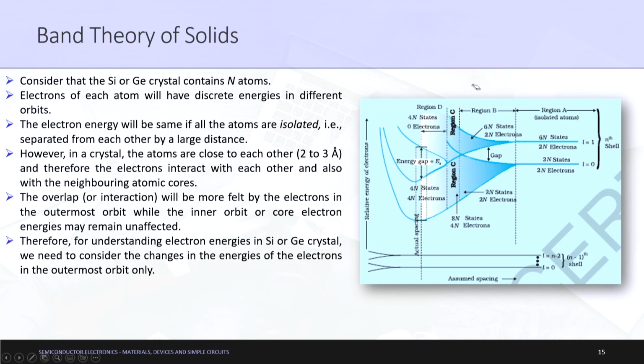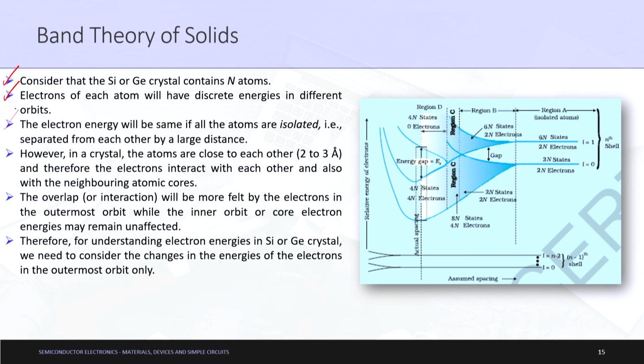So, the electrons of each atom will have discrete energies, meaning different energies in different orbits, quite evident. In chemistry you may have learnt that there are different formulas for finding the energies of electrons of each atom at different orbits. From that we can also understand this second point. Third, the electron energy will be the same if all the atoms are isolated, that is, separated from each other by a large distance.